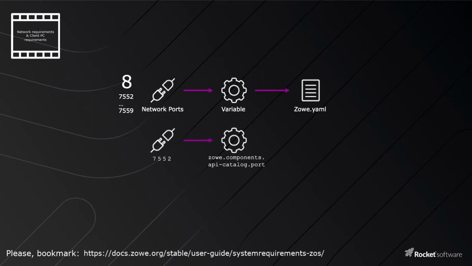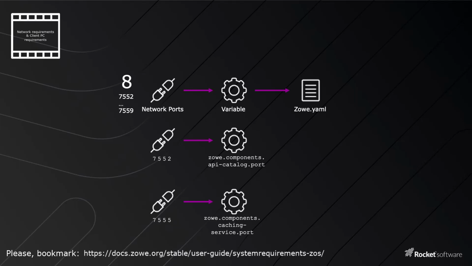Port number 7552 is assigned to the variable Zowe Components API Catalog port. It is used to view API Swagger and OpenAPI specifications for the registered API services in the API catalog.